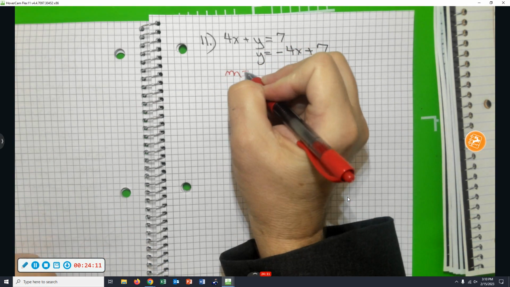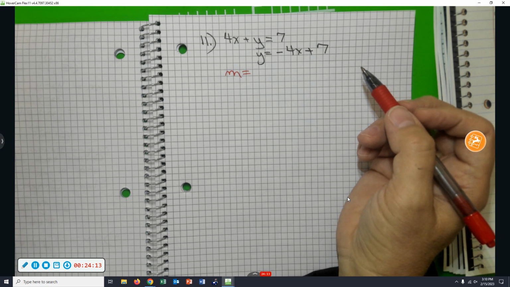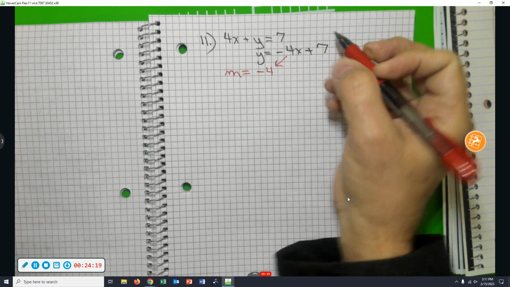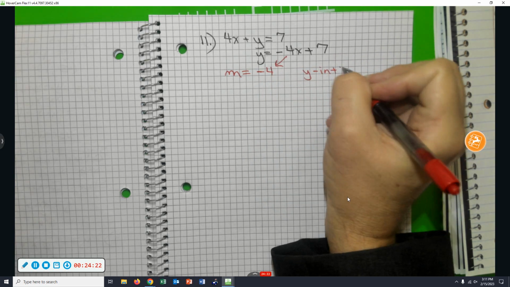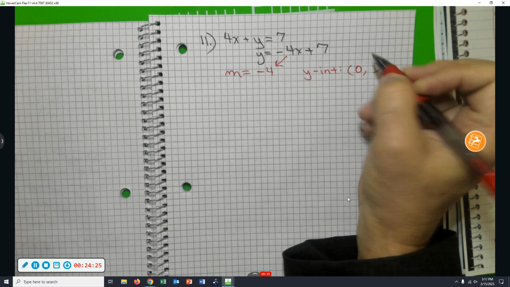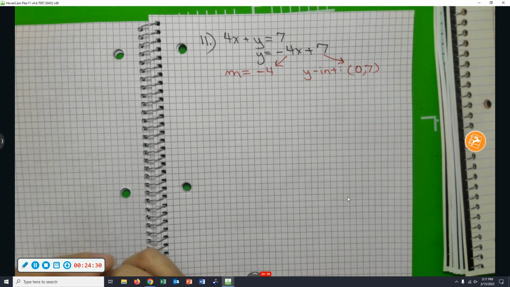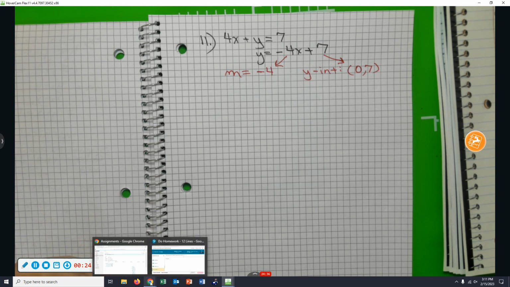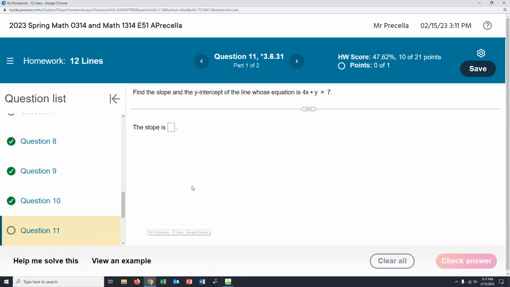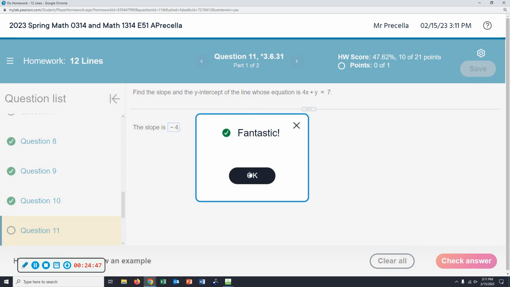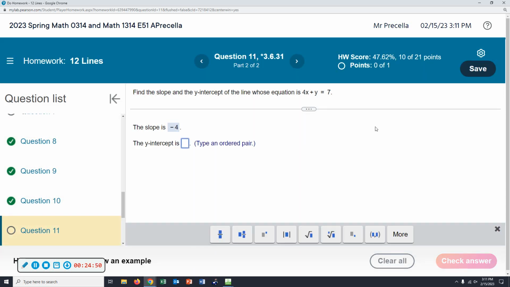So once we have y by itself, you can tell me the slope. Negative 4, I agree. Y-intercept is 0, 7. Okay, the y-intercept, right, as an ordered pair, 0, 7. I agree. Any questions there? If the equation's not solved for y, you'll need to solve it for y, and I doubt they'll all be that easy to solve for y. Next one. 0, 7. Mm-hmm.